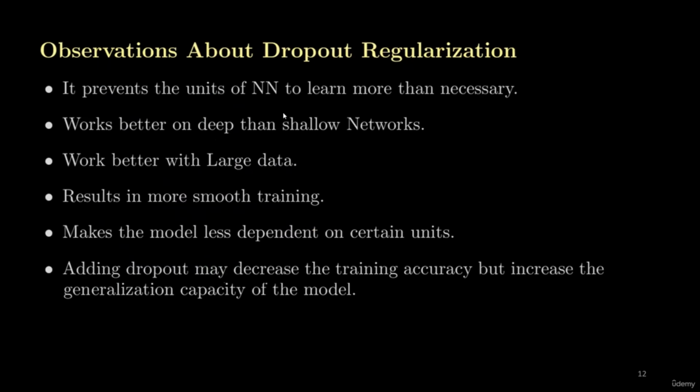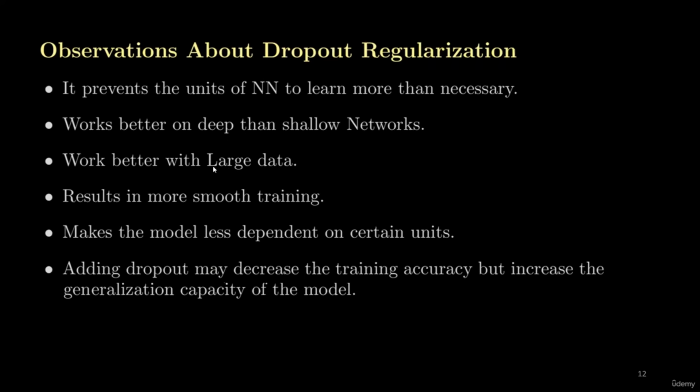It prevents the neural network from learning more than necessary. When we drop the nodes from the layers of the neural network, it stops the neural network from learning the noise of the data. So this is a very important advantage of the dropout regularization. It works better on deep than shallow networks. If you have more hidden layers, the performance of dropout regularization will be more obvious. So it works better on deeper networks than shallow networks.